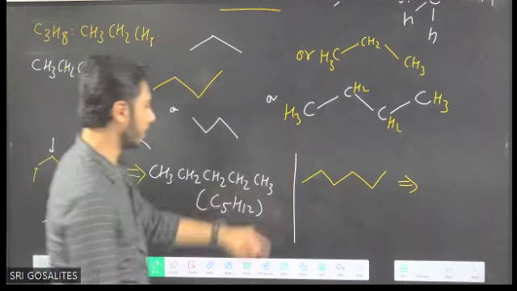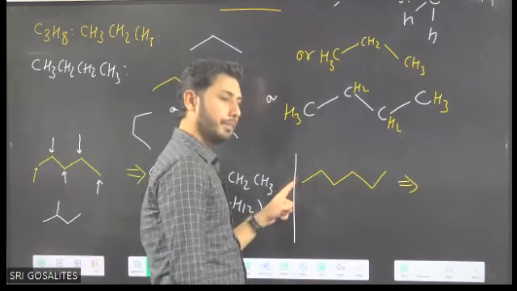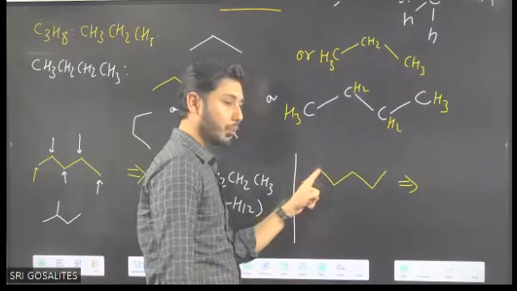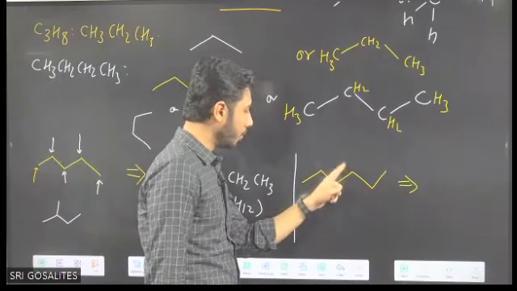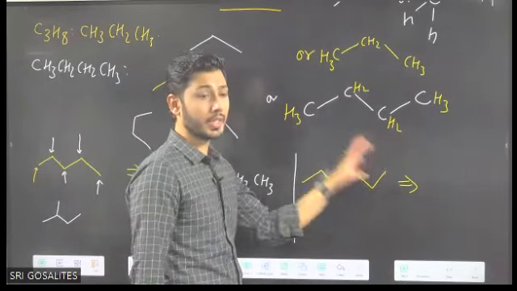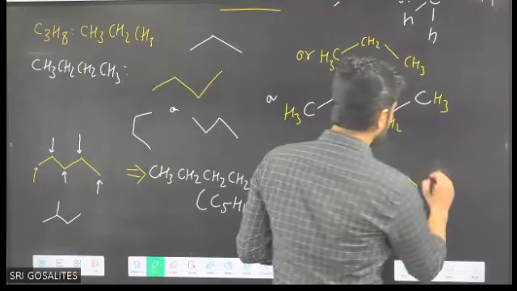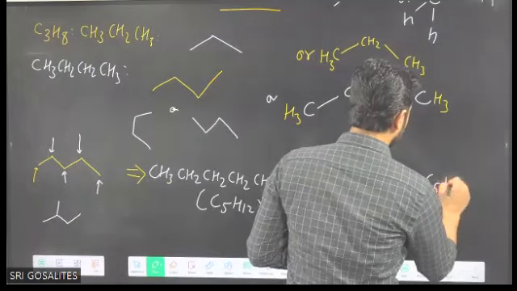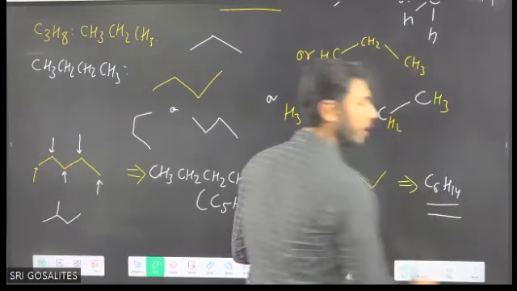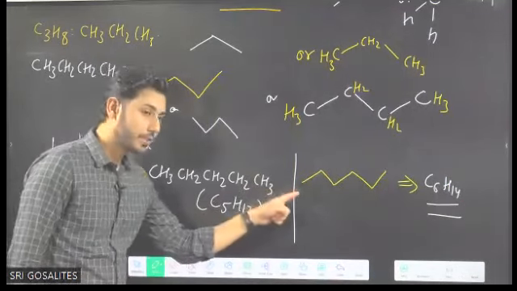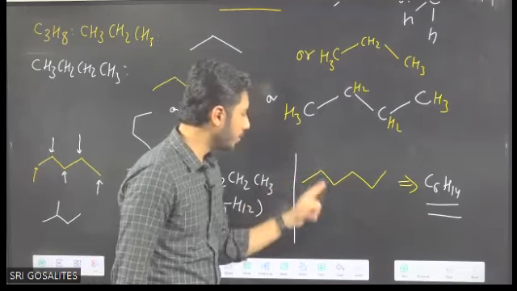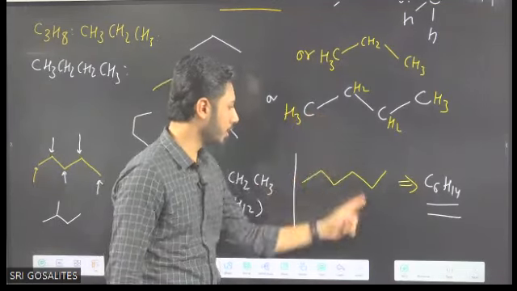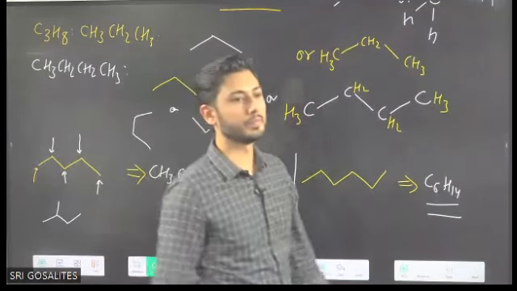Similarly, try next one. How many carbons? 1. Each vertex is carbon. 2, 3, 4, 5, 6. कितने? 6 carbon. Very good. So it is C6H14. How H14? Try on your own. CH3, CH2, CH2, CH2, CH2, CH3.